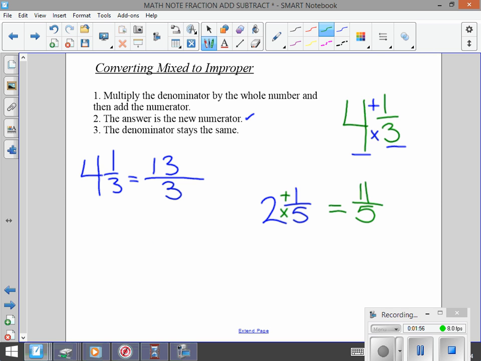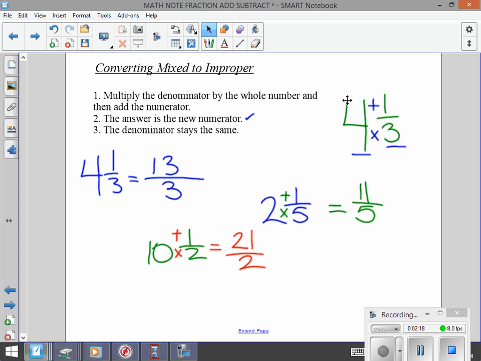All right, last shot, guys, because it's just something you've got to get down. 10 and 1/2, I want to know what that is as an improper fraction. So I do my denominator times my whole number, which is 2 times 10 plus 1. 2 times 10 is 20, plus 1 is 21. Denominator stays the same. That's all we have to do for those.